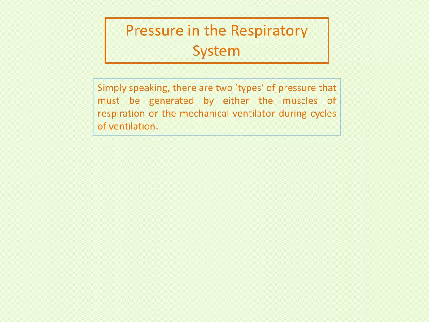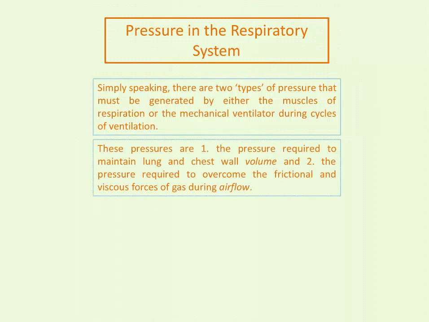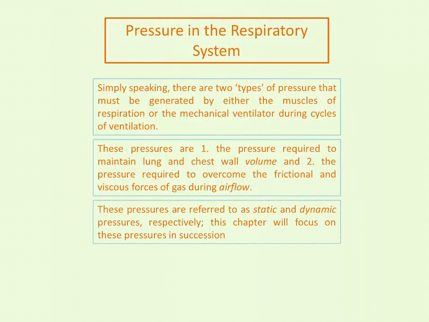So simply speaking, there are two kinds of pressure, which are kind of subtypes of the pleural pressure. This pressure is generated by the muscles of respiration or applied by the ventilator at the proximal trachea. The first type is the pressure required just to maintain a lung and chest wall volume. The second kind is the pressure that must overcome the frictional and viscous forces to drive gas flow. I'll refer to these as static and dynamic pressures, respectively.